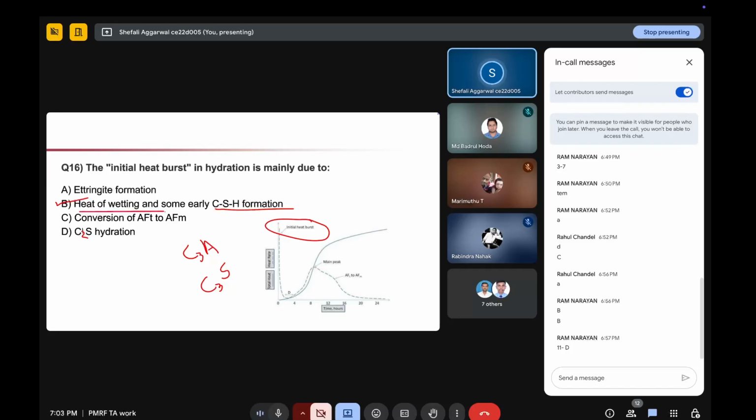Whenever you are pouring water on anything, there is an initial heating generated, so that is called heat of wetting. Okay, B is the correct answer.